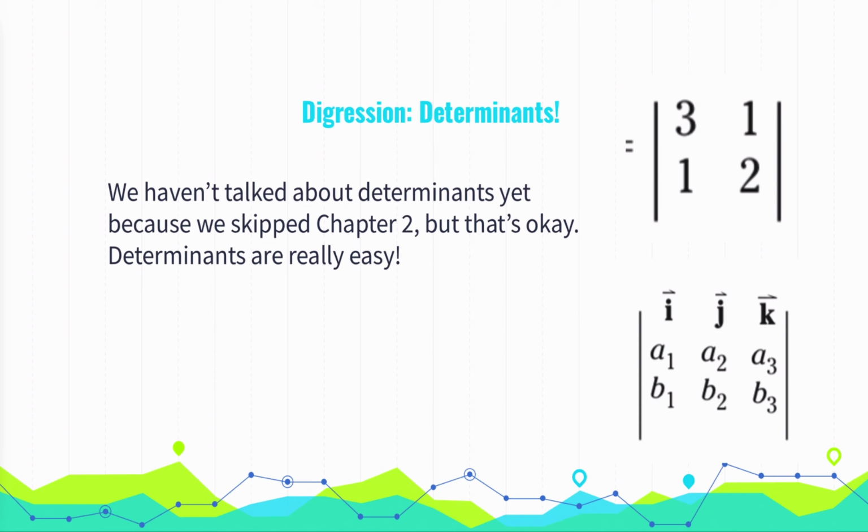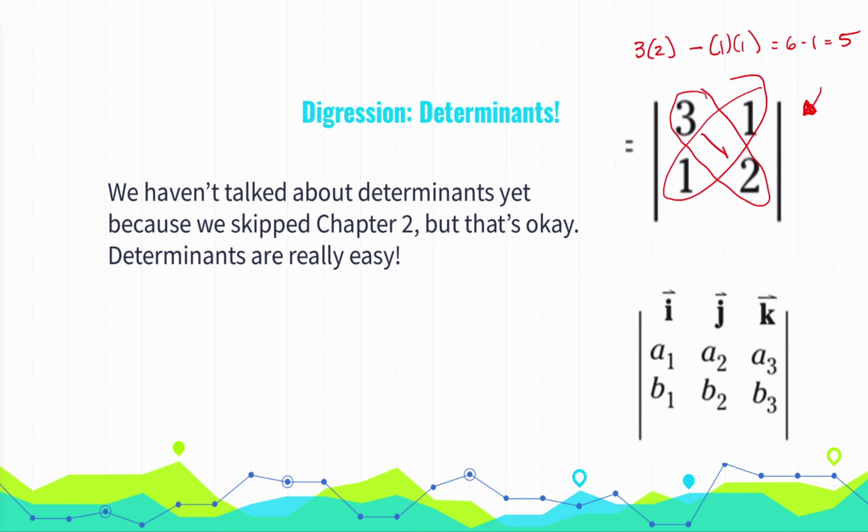So the determinant of a 2 by 2 matrix, this is a 2 by 2 matrix. You multiply the diagonals and you subtract them. So this would be 3 times 2 minus 1 times 1. And that is 6 minus 1. The determinant of this 2 by 2 matrix would be 5. Multiply the diagonals, and then you do this diagonal minus this diagonal. For a 3 by 3 matrix, you're going to do the same thing, except you're going to do it 3 times.